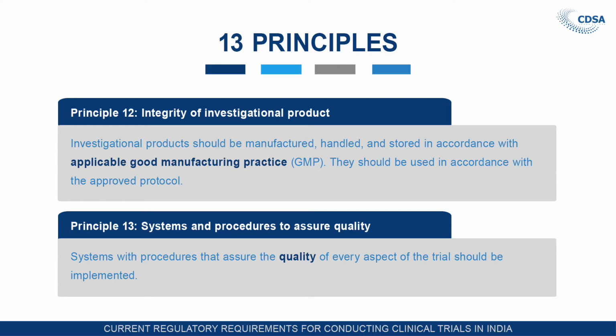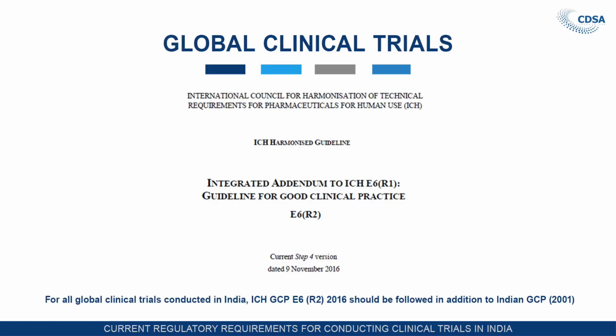The last principle, ladies and gentlemen, is about quality. It says that systems and procedures should be in place to assure quality. What are systems and procedures? They are the SOPs. So your entire study should have a lot of SOPs to ensure that all areas of the study have been addressed. This is only one slide to tell you about the ICH GCP, the E6, which was revised as R2 in November 2016.